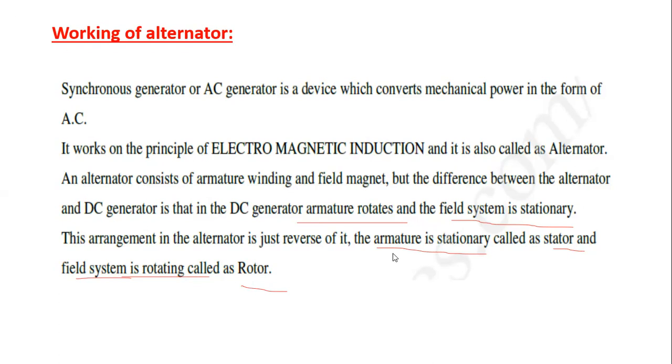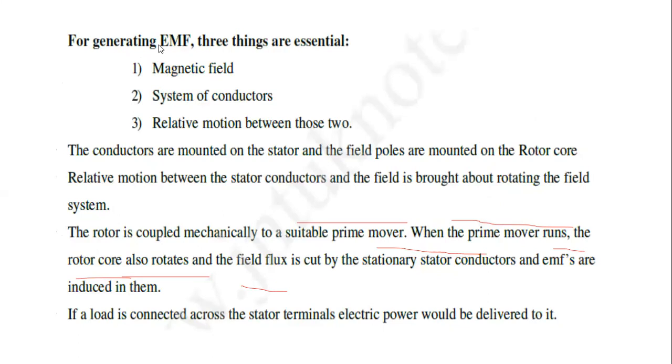Next, for generating the EMF in an alternator, these things are essential: the magnetic field, a system of conductors, and relative motion between those two. Therefore, for the EMF to be induced, we essentially need the magnetic field, the conductor, and relative motion between them.